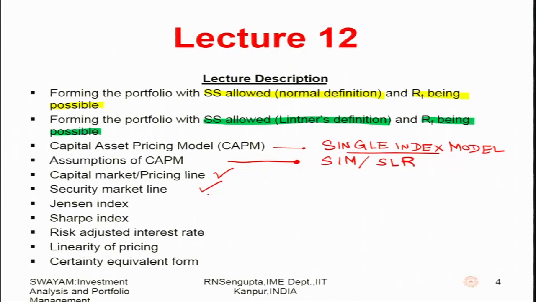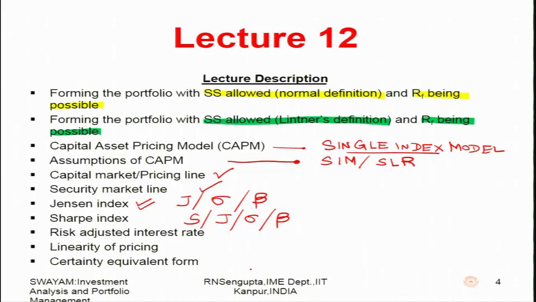There would be other measures of risk we will consider, such as Jensen's index, and how it is different with respect to sigma or beta. So this is J, Jensen's index. We will also consider the Sharpe index, how it is different from J, how it is different from sigma, and how it is different from beta.